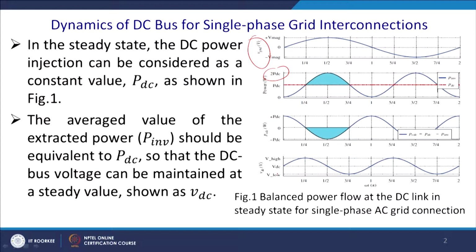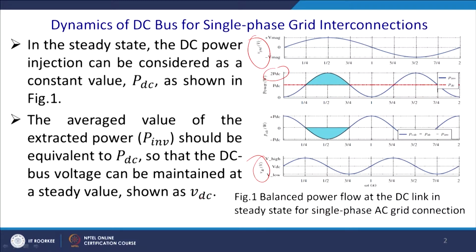So, here you can see that this blue one is the inverter power and this is the average power, and also inverter power can be positive or negative for the time being, and thus this is the DC power. So, there will be a ripple in the DC power.